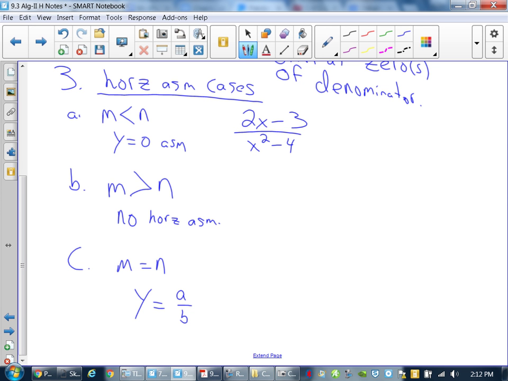If the top was bigger than the bottom, it would look like that. Pretty obvious. Bigger degree on the top than there is on the bottom. And if they were the same degree, it's going to look exactly like what you had yesterday.